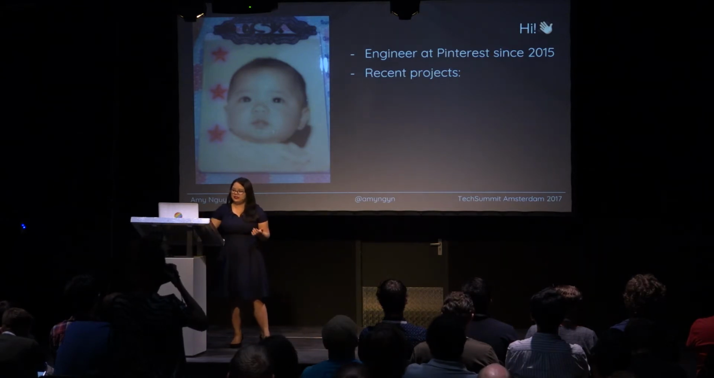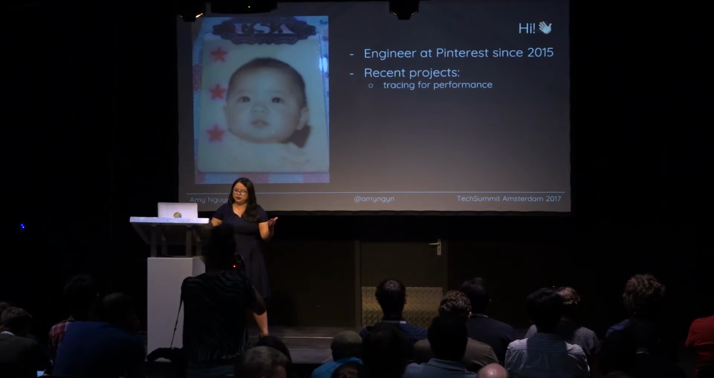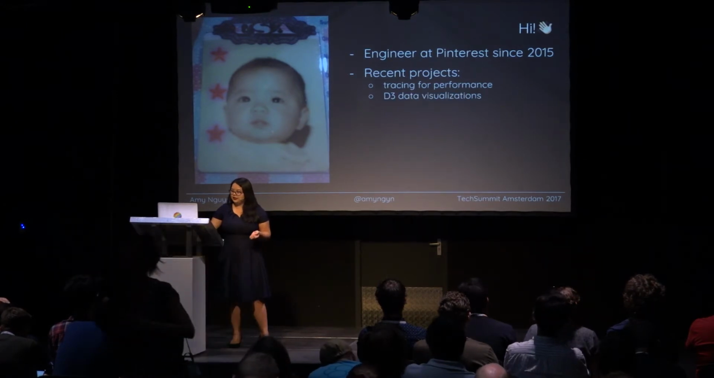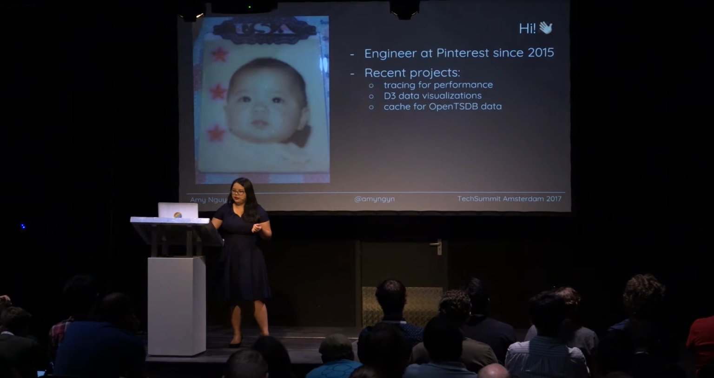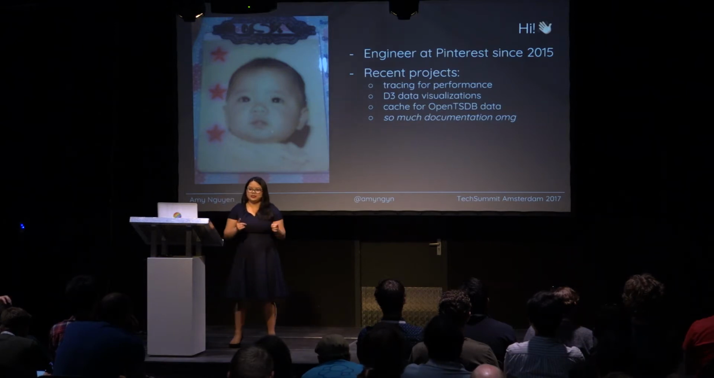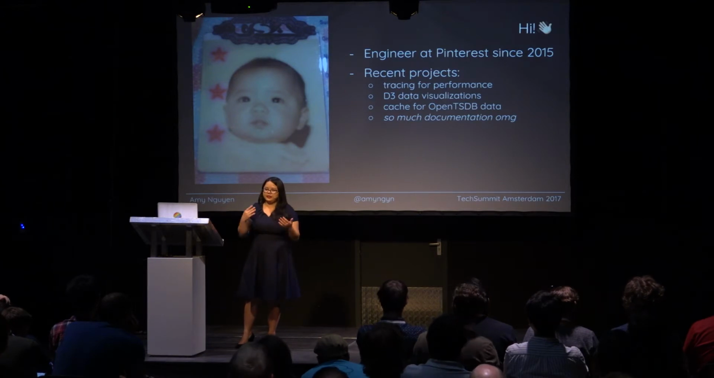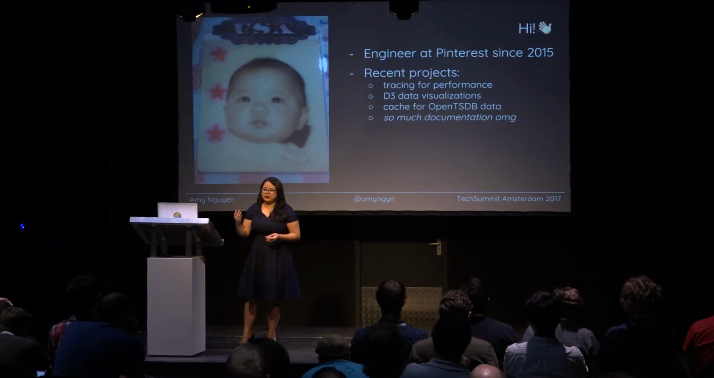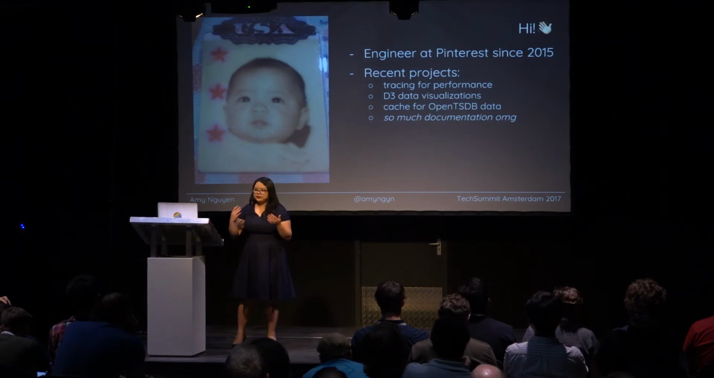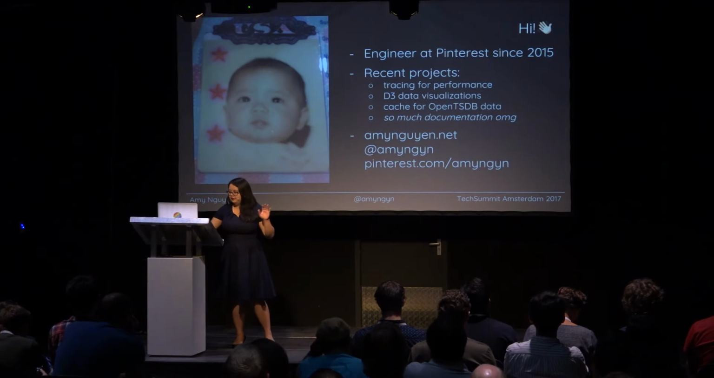Some of the things that we've worked on, or at least I've worked on in the past year, include using Zipkin for network tracing to improve our performance, using D3 to create data visualizations, a cache for OpenTSDB time series data, and like the most documentation in the world. And I just realized I forgot to mention that I'm on the monitoring team or the visibility team at Pinterest. And so what we do is we provide information to all of our engineers about latency and error counts and site reliability data.